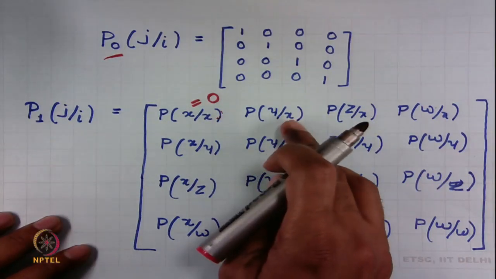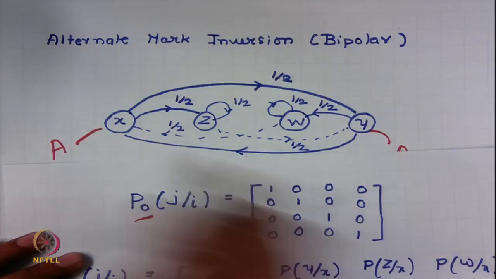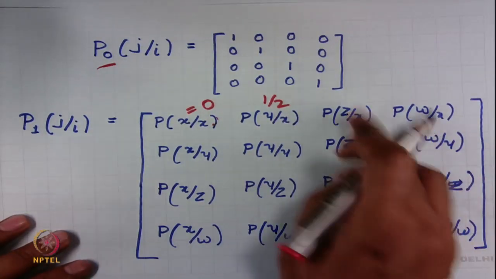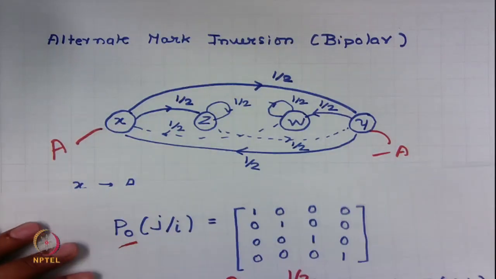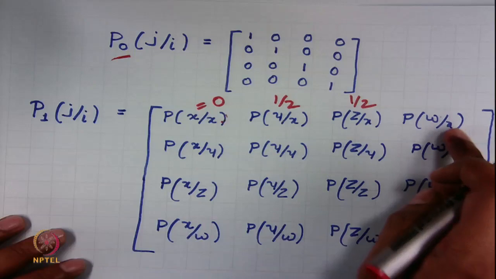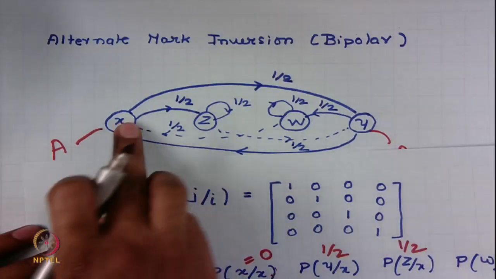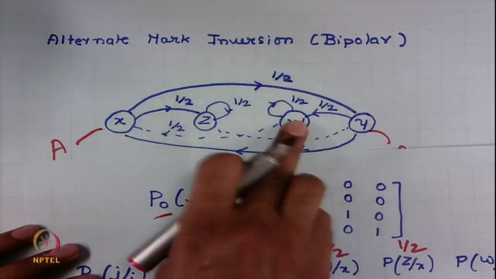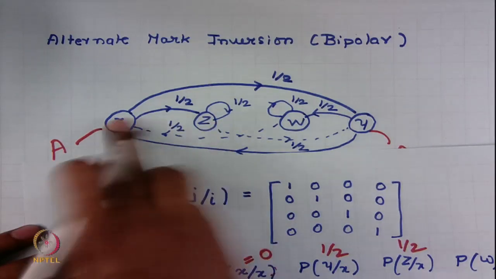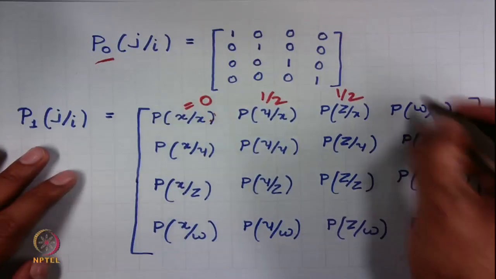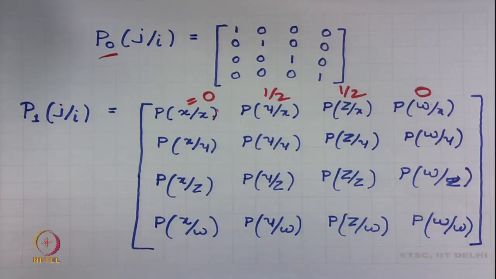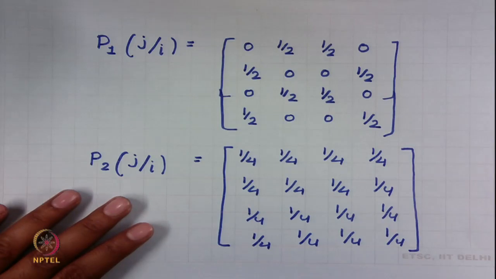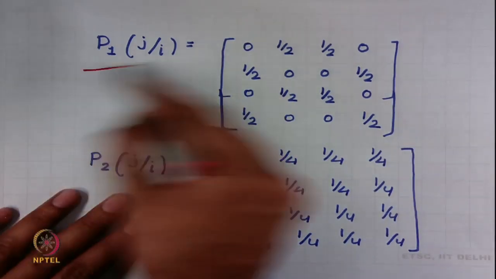What is the probability that you can go from state x to state y in one step? State x to state y, and that probability is half. What is the probability x to z in one step? This probability is half. What is the probability x to w in one step? X to w, no, it is not possible, right. I can take 2 steps to reach w, but in one step either I can go to state z or to state y. So, this is also 0. You can work this out yourself and complete the P 1 j given i matrix. You can obtain these numbers. If you have got this, then the rest is easy.